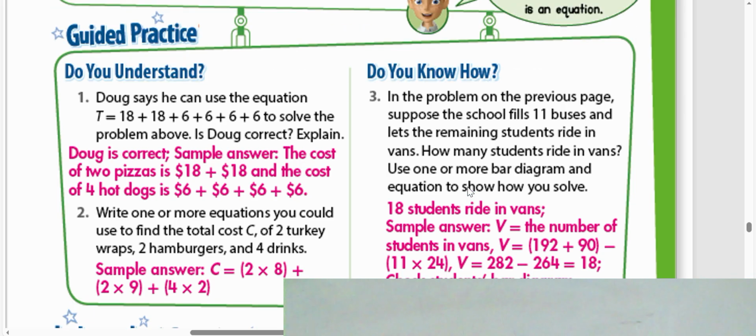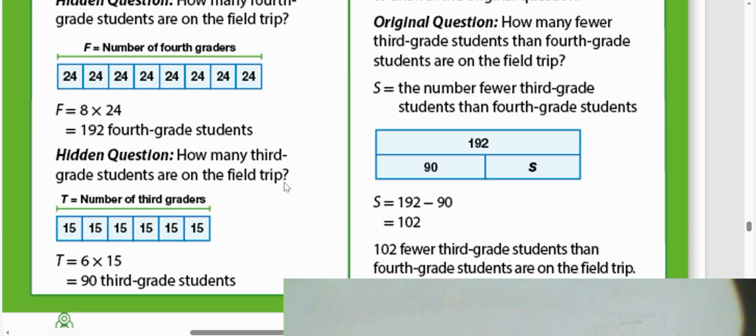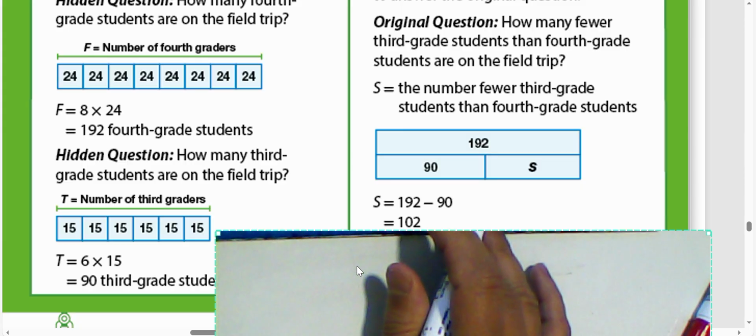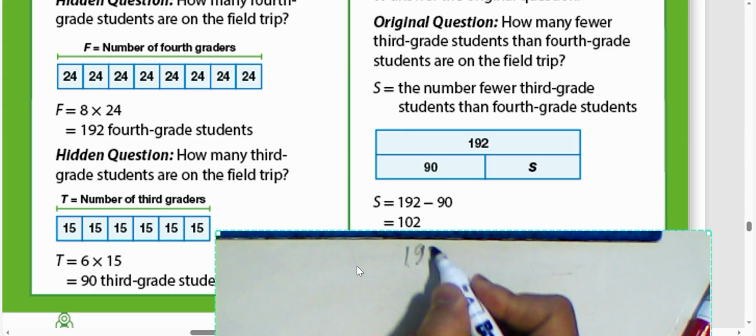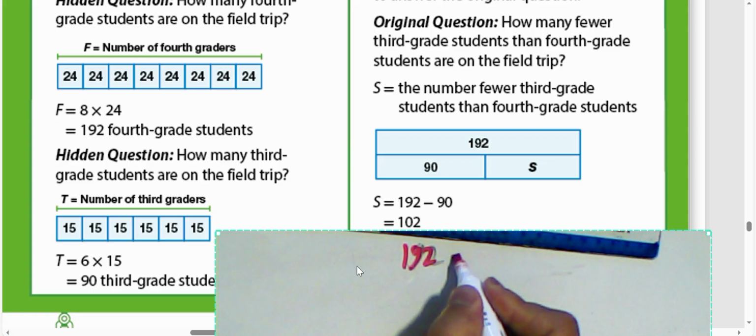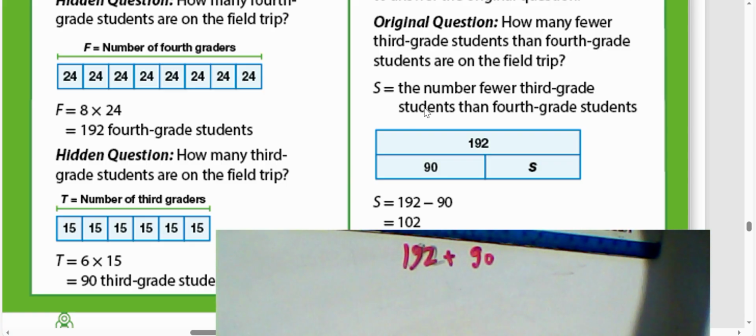I will go over the example again. Do you remember the example about this? Look at this example here. In this question, the number of students in the buses was 192, and the number in the vans was 90, because we have 6 vans. Each van takes 15 students. Then 15 times 6 equals 90.